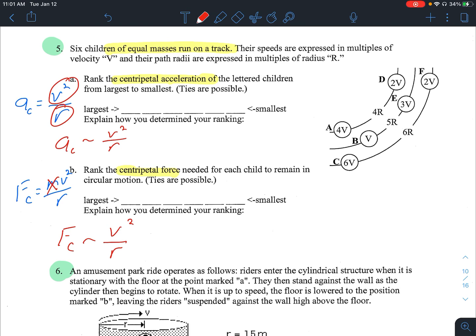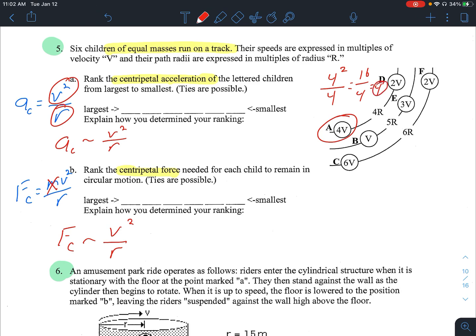So the same thing, let's say we have, again, we'll do runner A, their acceleration v squared over r, so it would be 4 squared over 4 for their radius, so 16 over 4, which is 4. So they would have a rank or a number you can associate with them as 4.